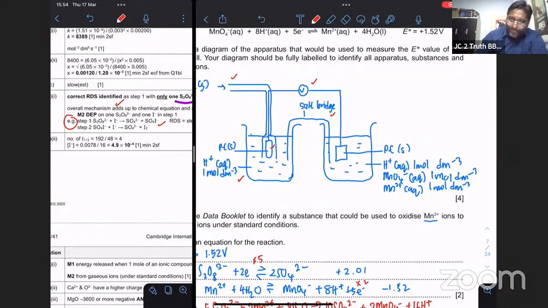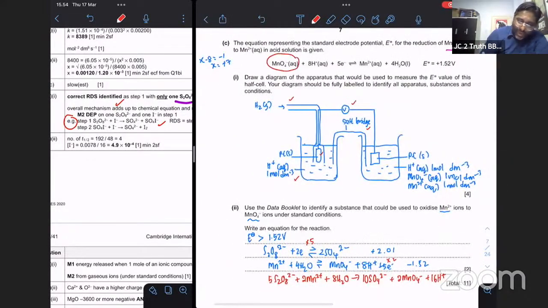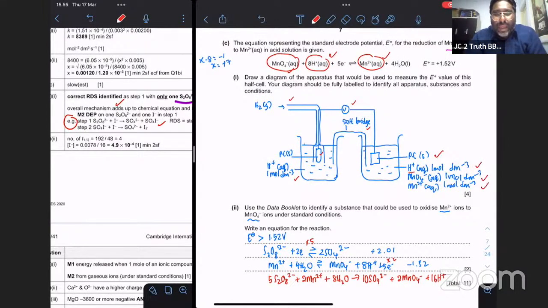Then for this one, you see there is going to be iron and iron. The moment you see iron and iron, and we can also see the H plus, we have to use platinum as the electrode. And for the electrolyte, we use H plus, MnO4 minus and Mn2 plus, all in 1 mole per dm cube. So that is going to be the apparatus that we will use to measure the E value. You draw accordingly.